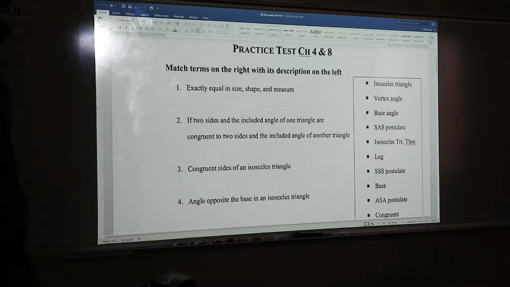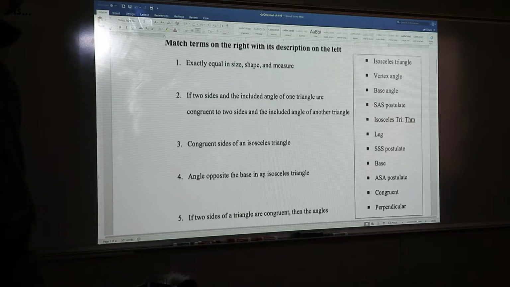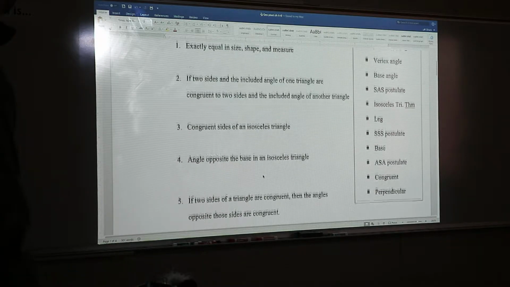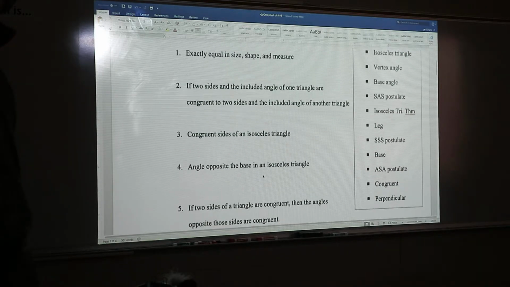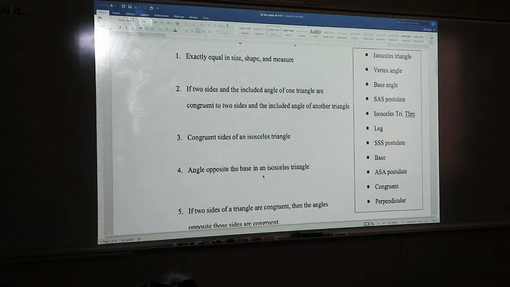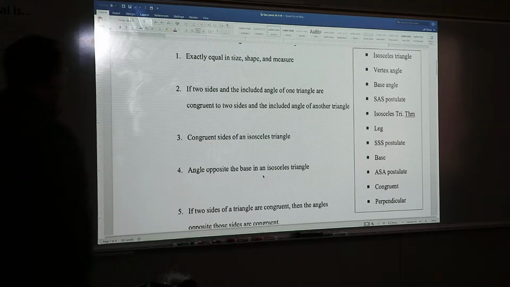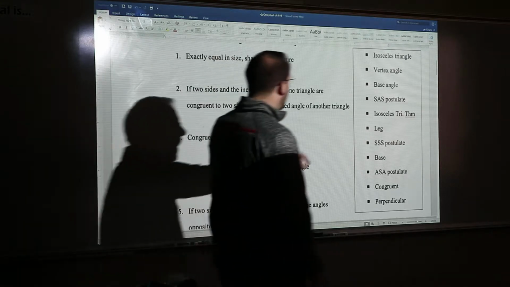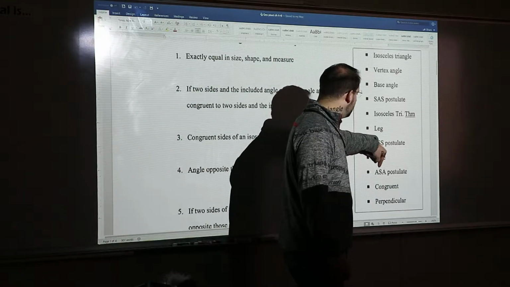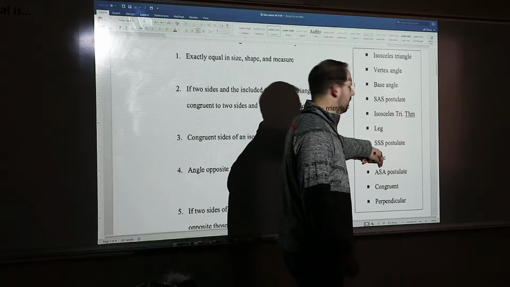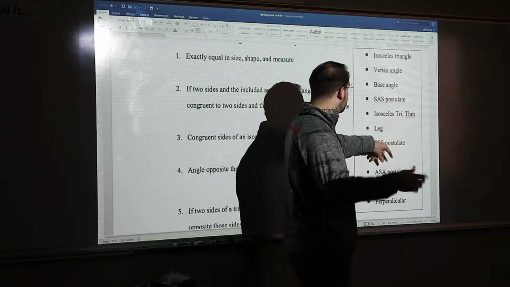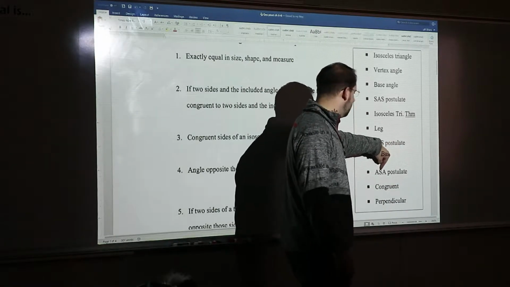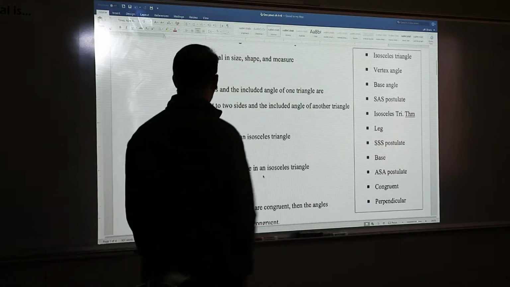Okay, let me scroll down here. Okay, so 6 terms. So, okay, let's keep going here. ASA, it's where 2 angles and the included side of one triangle are congruent to the corresponding parts of another triangle. Then the triangles are equal. But 2 angles and the included side. That's the side in between them. Okay.